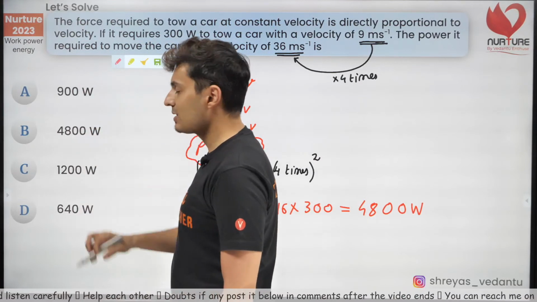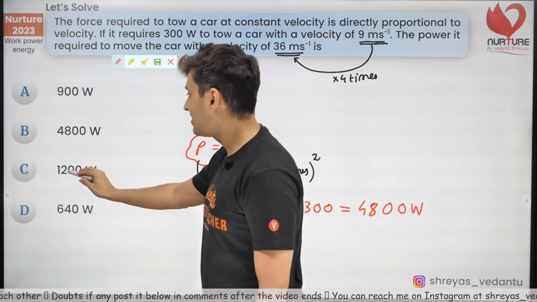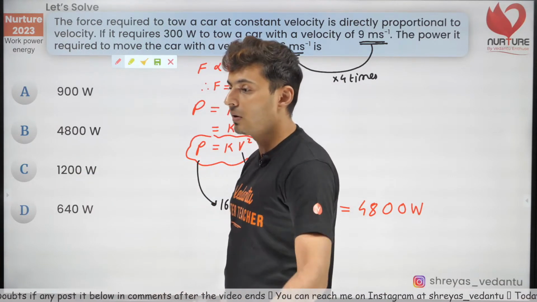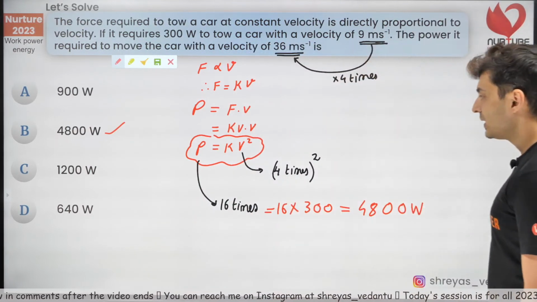Where is 4800? That's option B. Many of you said option C. Somebody said C. All of them are wrong. Guys, it is option B. Option B is correct. Okay, be careful. You guys made a mistake.